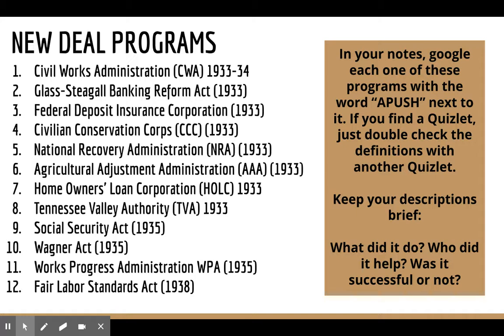I told you he creates a bunch of programs, and this is not even all of them. He created so many programs. Some of these programs give people jobs. Some help banks. Some specifically help farmers. Some are dealing with homes. Some are helping workers. Ladies and gentlemen, they call it the alphabet soup because all of these programs got turned into acronyms, like the CWA, the CCC, the TVA, the HOLC, the NRA, the AAA.